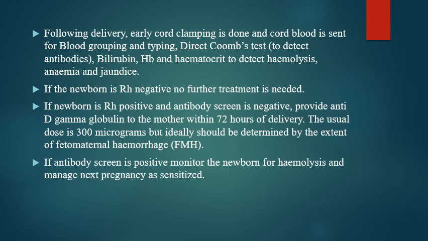Following delivery, we go for early cord clamping, and the cord blood is sent for grouping and typing, direct Coombs test to detect antibodies in the fetus, then bilirubin level, hemoglobin level and hematocrit to detect hemolysis, anemia and jaundice. If the newborn is Rh negative, we do not need to worry, and if the baby is Rh positive and antibody screen is negative, then the mother has to be again given a dose of anti-D gamma globulin, which is again 300 micrograms, ideally injected within 72 hours of delivery.